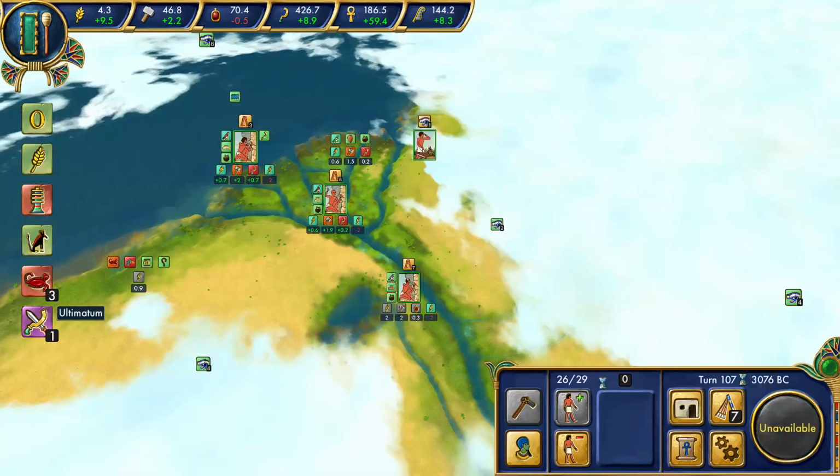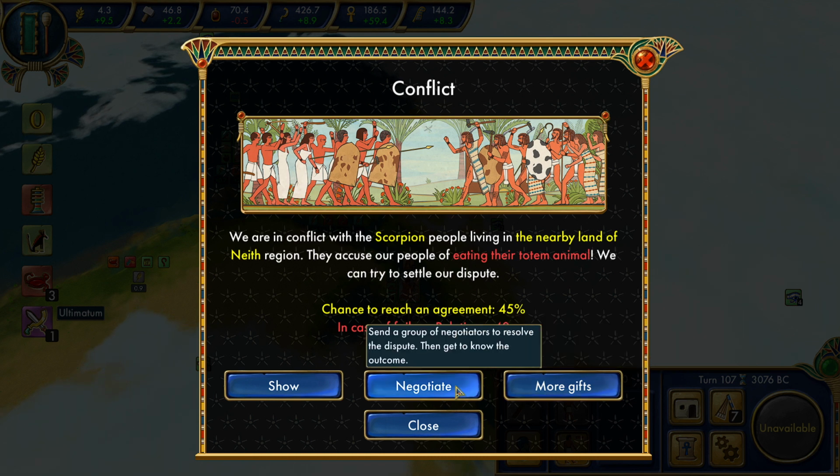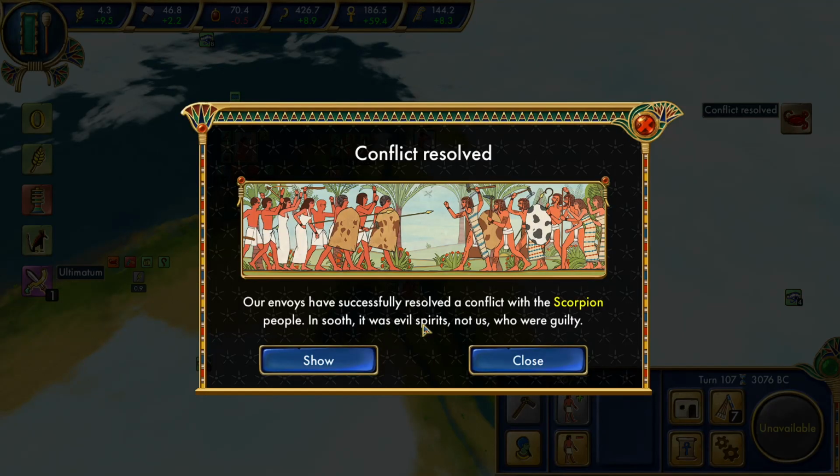Okay. So back to our conflict. I think we just have to try to negotiate here, even though it's a less than half chance of succeeding. We're not going to throw that much luxuries at them. And we got lucky. Very lucky. Okay.